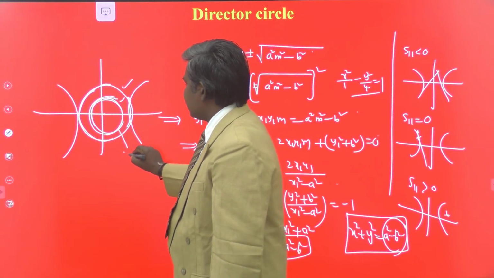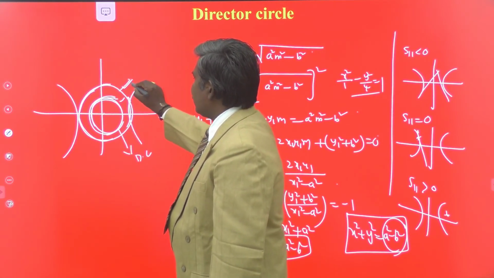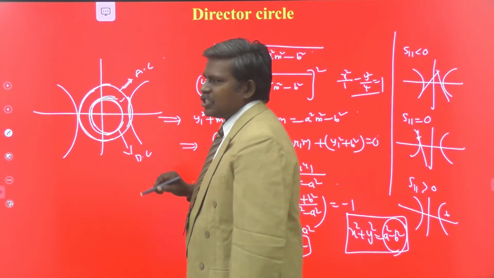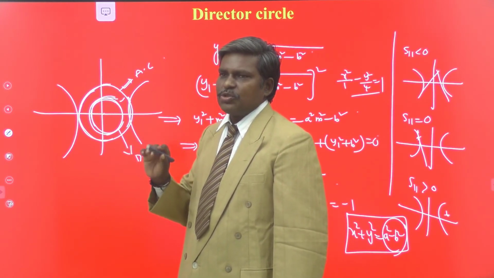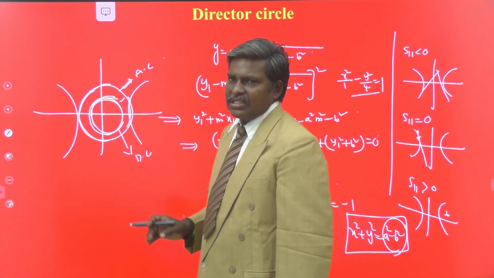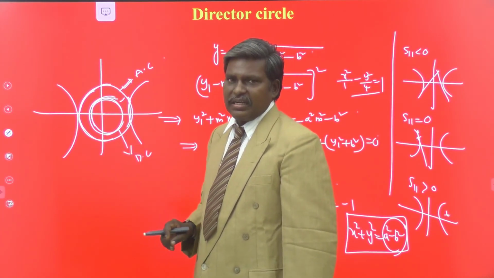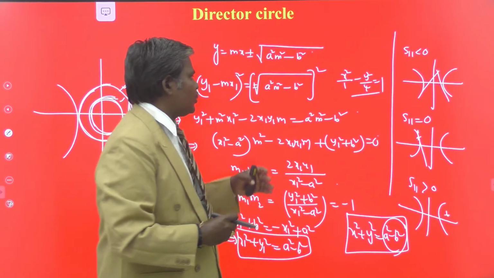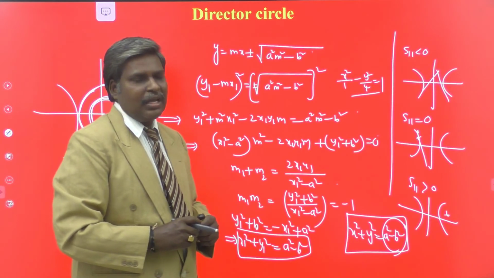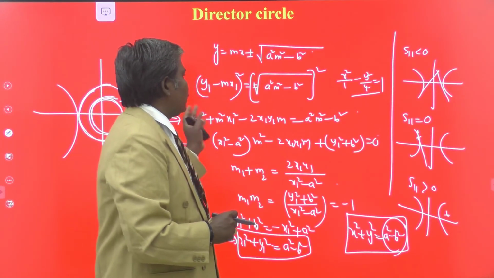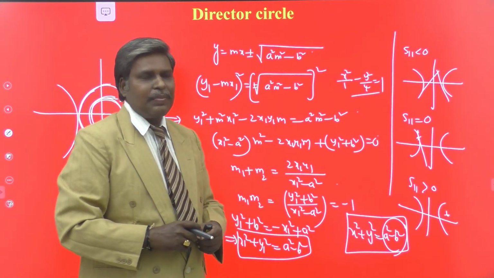This is the director circle. This is your auxiliary circle. Understand? In the ellipse chapter, the auxiliary circle is smaller than the director circle. Here the auxiliary circle is bigger than the director circle. So just a controversy is there in the chapter related to the ellipse and hyperbola. Always we can compare the properties of the ellipse to the properties of the hyperbola.